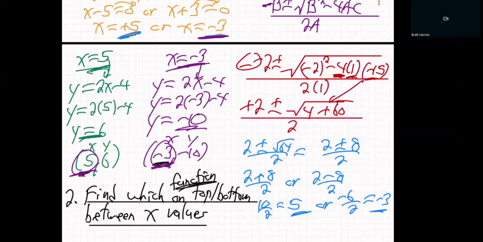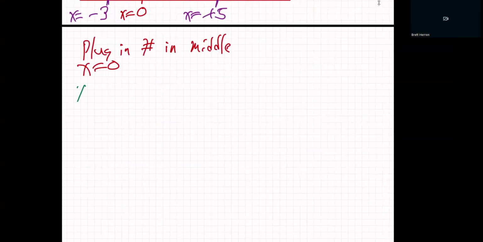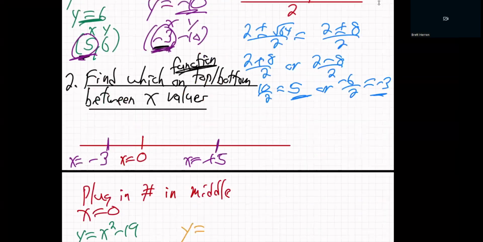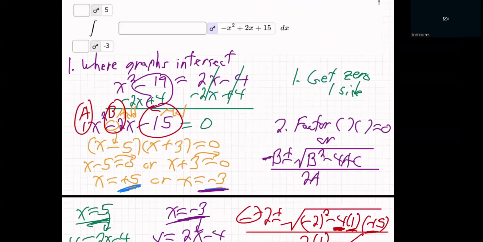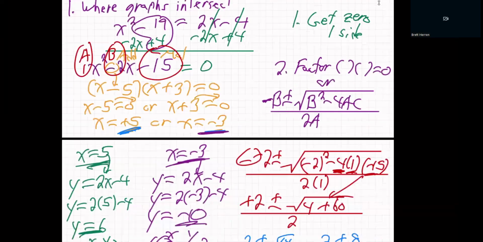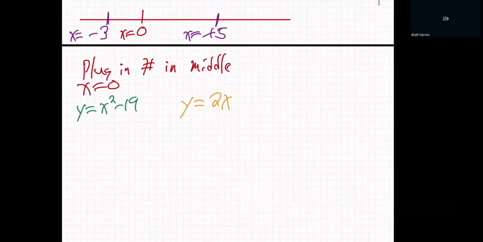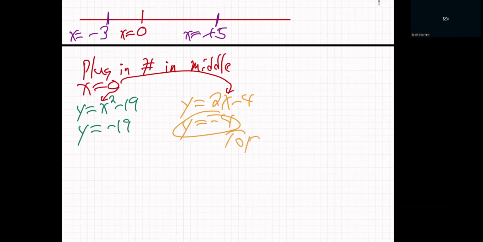y equals x squared minus 19, the first one, and the other one was y equals 2x minus 4. Okay. So I'm going to take that 0 and pop it in and pop it in. And I get, that's pretty easy math, minus 19 and minus 4. So this one's on the top and this one's on the bottom, because minus 19 is under minus 4, obviously.